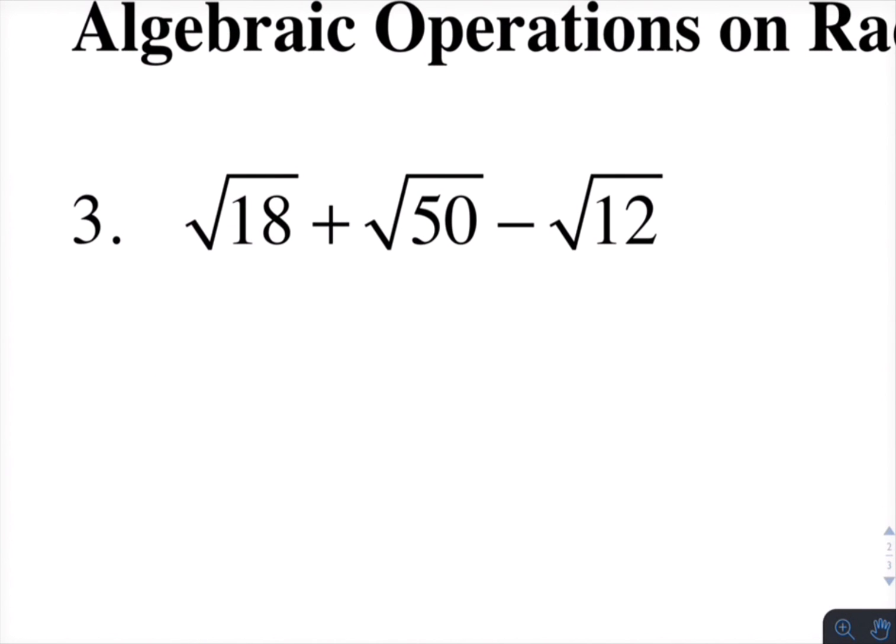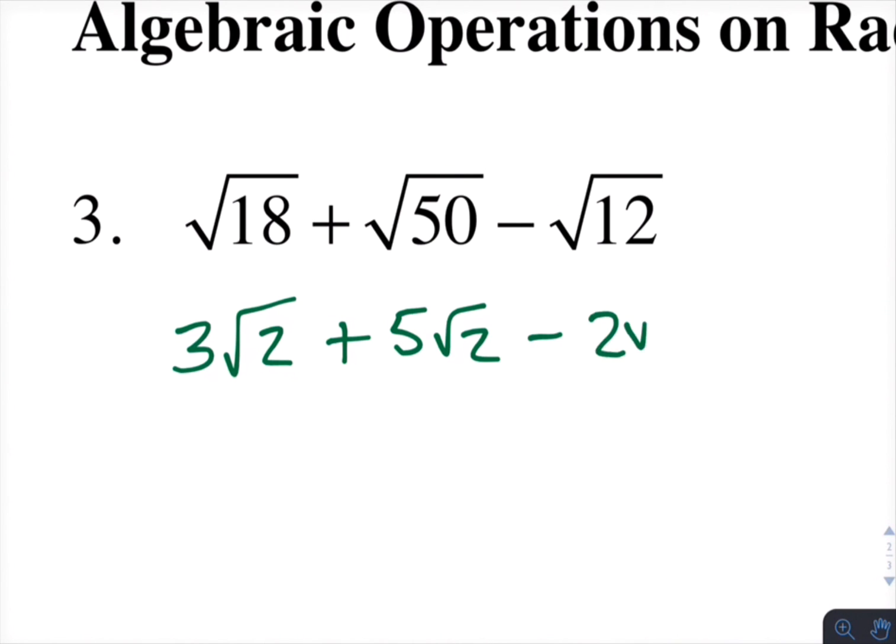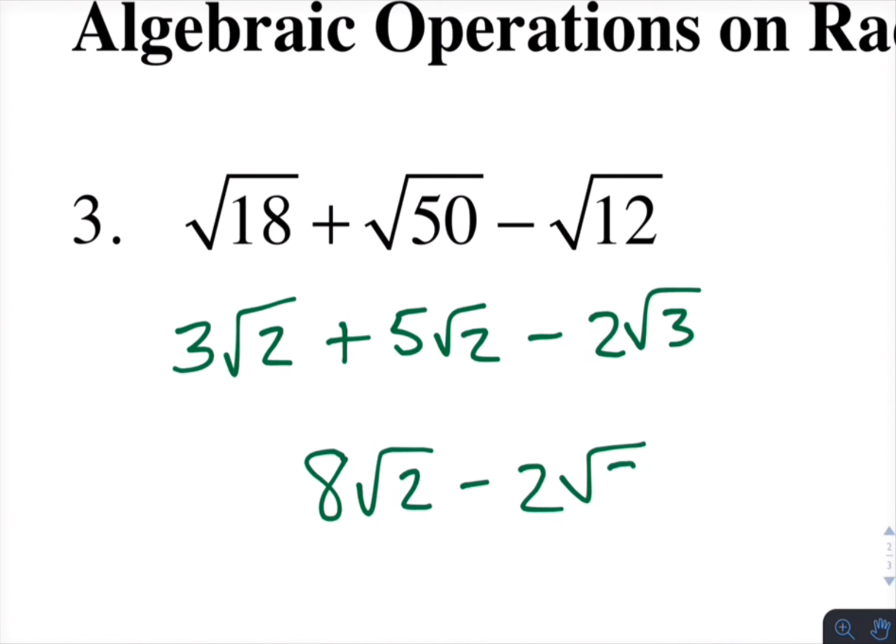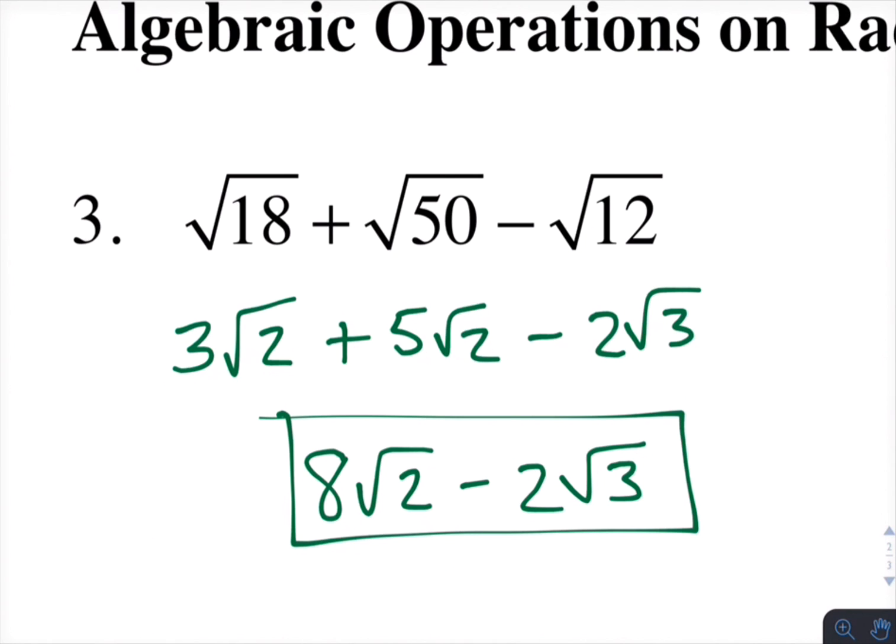So root 18, I'm going to think of that as root 9 times root 2. So that just gives me a 3 root 2. Root 50, I'm going to think of as root 25 times root 2. So that's just 5 root 2. And then root 12, I'm going to think of as root 4 times root 3, which is just 2 root 3. So notice I have a few root 2's in there, which I can combine. So if I've got 3 root 2's and I add 5 root 2's, that gives me a total of 8 root 2 minus 2 root 3. And that's as simple as we can get that because we cannot add the root 2 and the root 3.